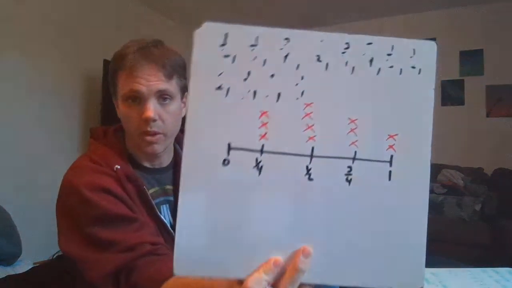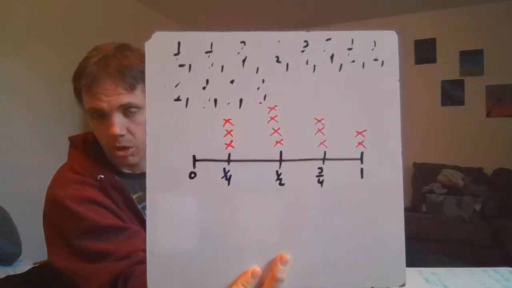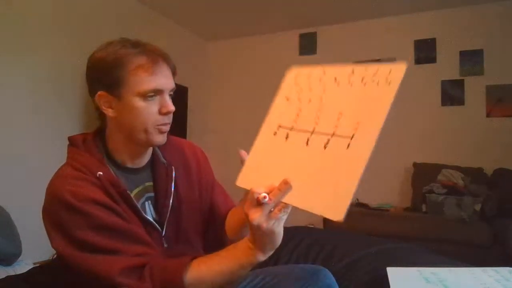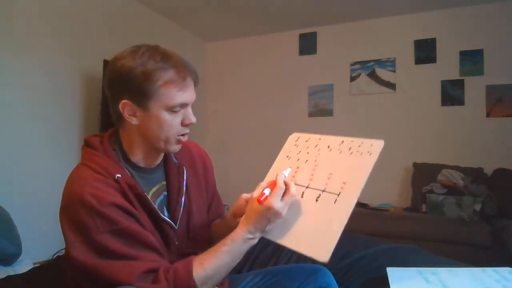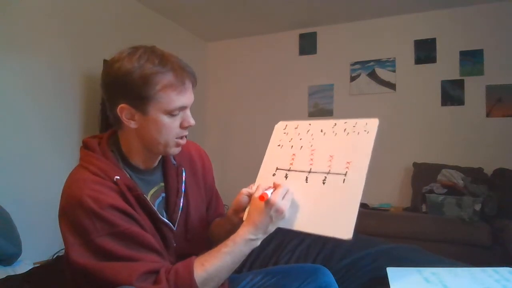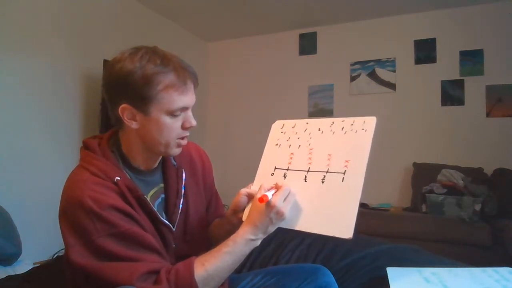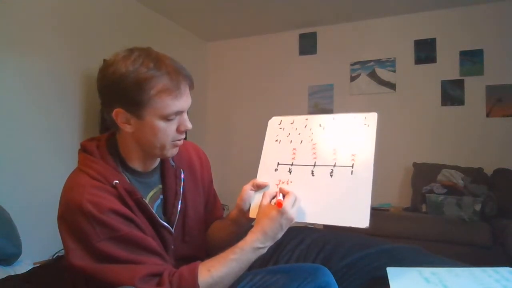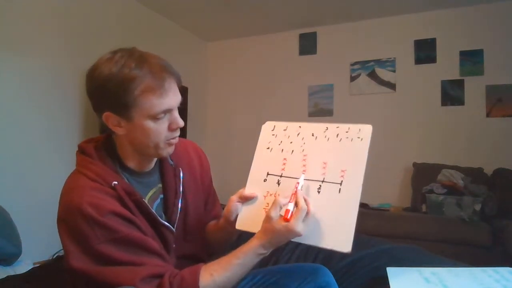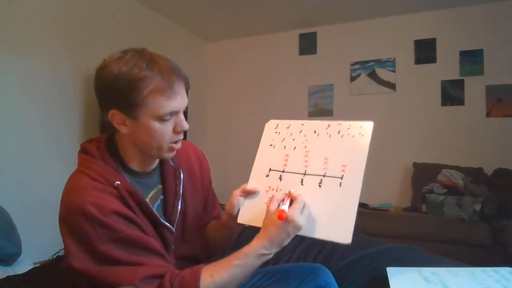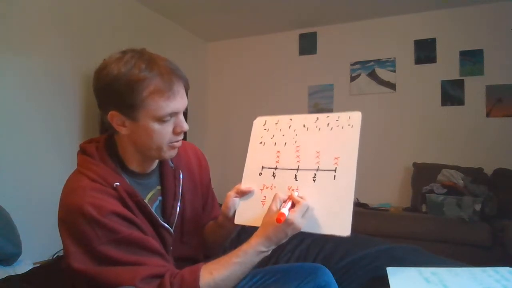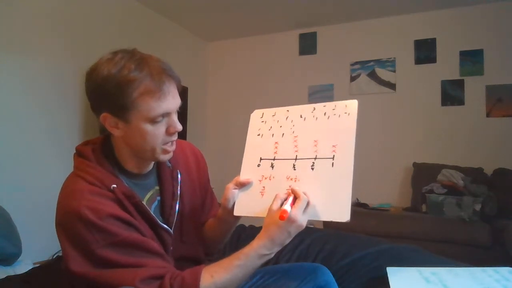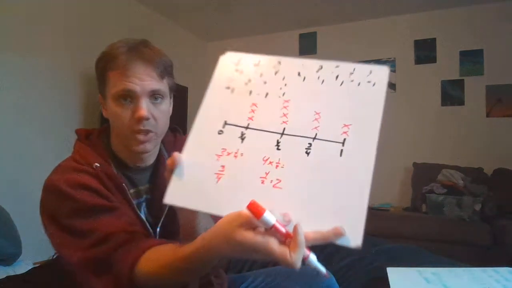All right, so there is our line plot basically showing our data. And then we just need to figure out, okay, we have 3 times 1/4, which is going to equal, it's 3/1 times 1/4, so you're going to have 3/4 here. For the 1/2s, we have 1, 2, 3, 4, so we have 4 times 1/2, which is going to be 4/2, and that just equals 2.